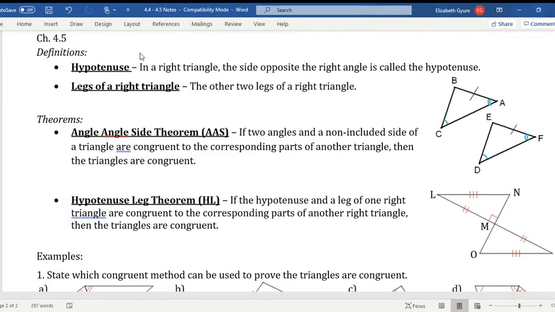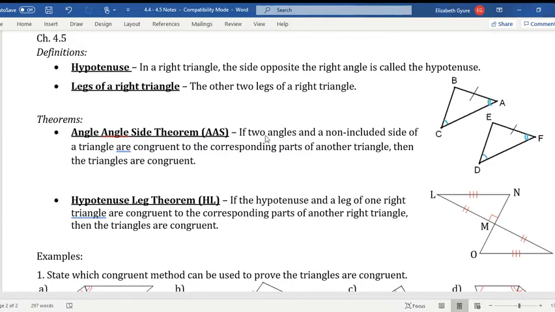All right, so now we have two more theorems for showing triangles are congruent. They're actually our last two. And then you'll be able to use these interchangeably with side, side, side, side, angle, side, all those things. Hypotenuse. In a right triangle, the side opposite the right angle is called the hypotenuse. Does that sound familiar to you guys? Good. And then the legs of a right triangle, those are just the other sides. All right, so we have two more theorems, angle, angle, side, and hypotenuse leg.